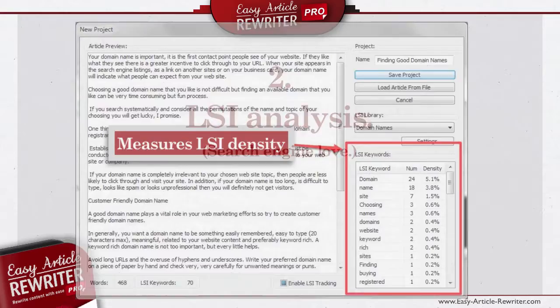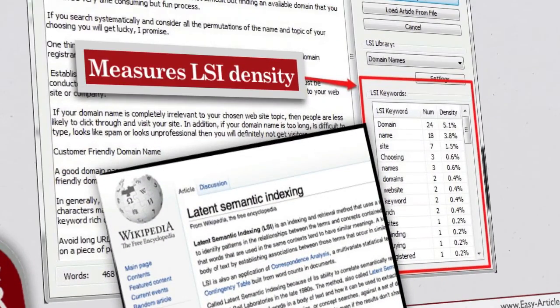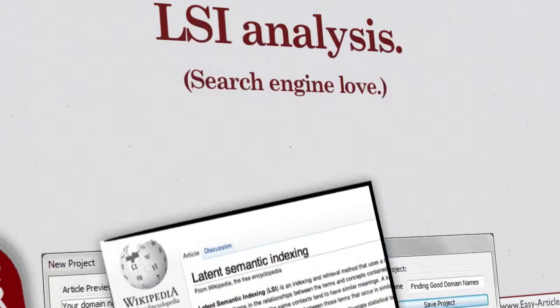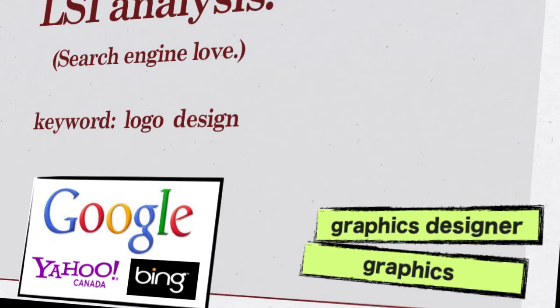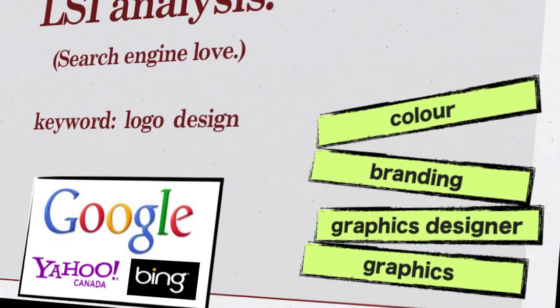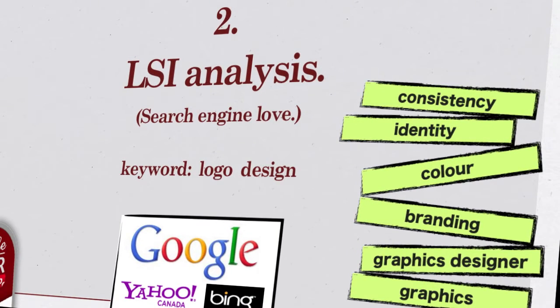And I'm talking about the kind of quality that gets your article ranked higher than the competition. That's kind of important, right? Latent semantic indexing, or LSI, basically relates to being able to create content that includes a number of related keywords that are relevant to your niche or topic. For example, if you have an article on logo design, then the main keyword would likely be accompanied by such LSI words as graphics, small business, branding, color, identity, consistency, and quite a few others, I imagine.